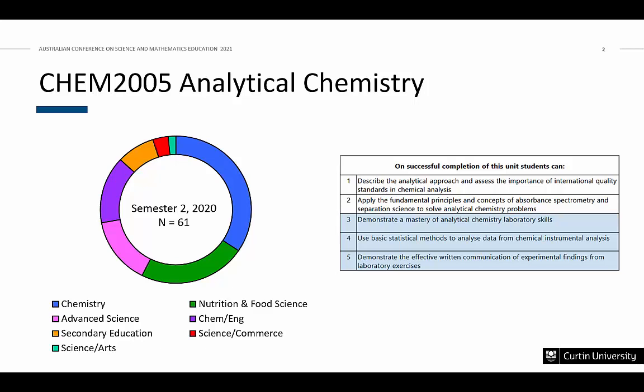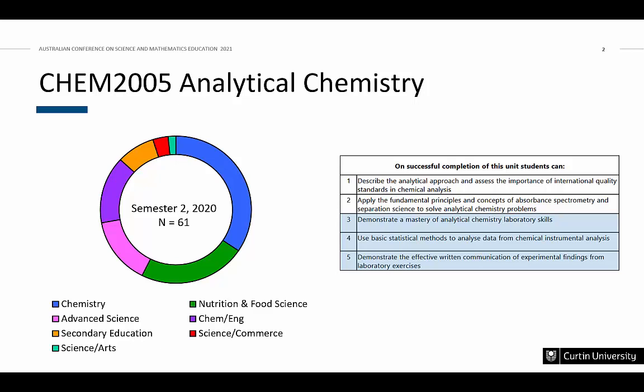Chem 2005 is a second semester core unit primarily for students enrolled in the Bachelor of Science or Bachelor of Advanced Science majoring in chemistry. However, it's also taken by students enrolled in double degrees, particularly chemistry, chemical engineering, secondary education majoring in chemistry, and more recently, students in nutrition or food science needing a grounding in analytical techniques.